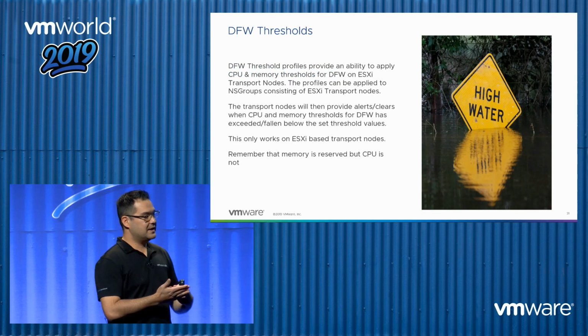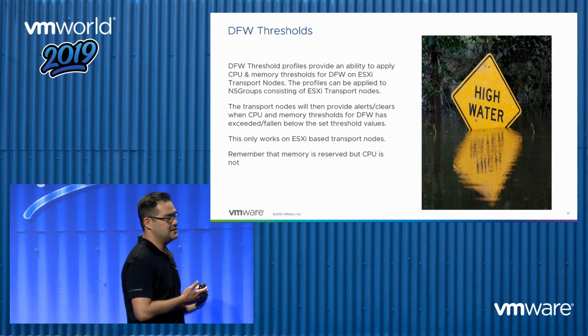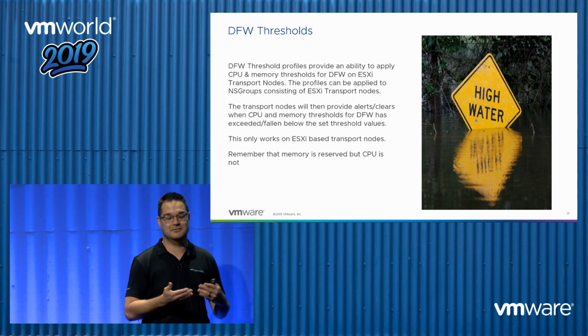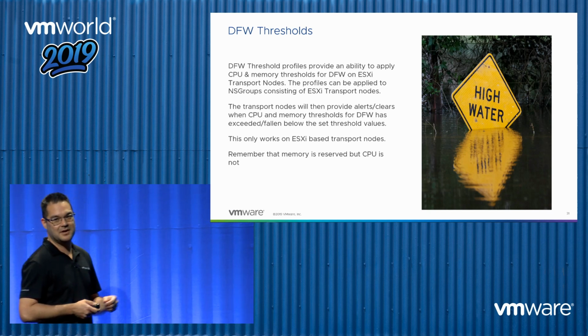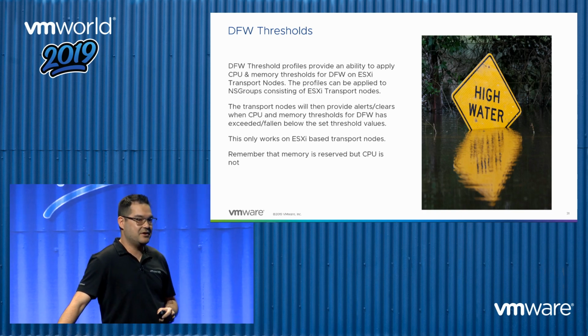So we can actually set thresholds in the DFW. By default, they're set to 90%. And if you're using NSX-V, they're set to 100%, which isn't really very good because by the time you cross it, you're already in trouble. So in NSX-T, they're set to 90%.